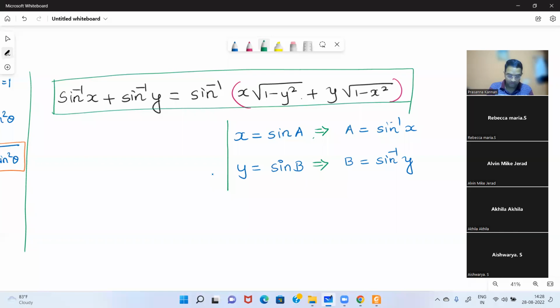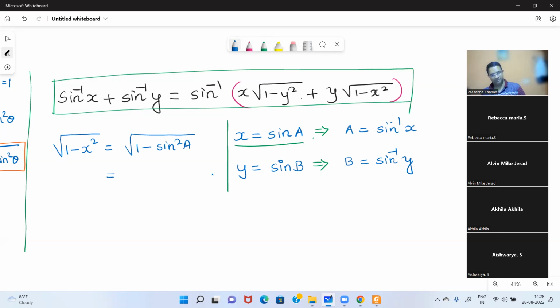Now, can you tell me if x is sine A, what will be root of 1 minus x square? It is root of 1 minus sine square A. What is 1 minus sine square A? Cos square A. Yes. Root of cos square A is? Cos A. Yes.